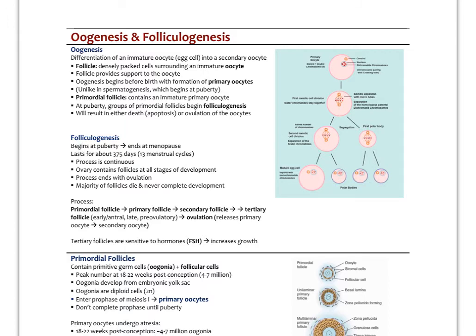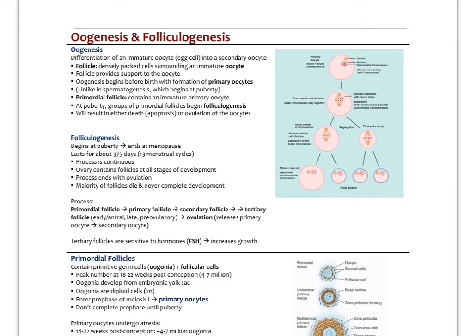So let's look at oogenesis first, which is again differentiation of immature oocyte or egg cell into a secondary oocyte. And then a follicle again is the supporting structures around that. So these are densely packed cells surrounding an immature oocyte. The follicle is really going to help provide the nutrition and the structural and functional support for this developing cell.